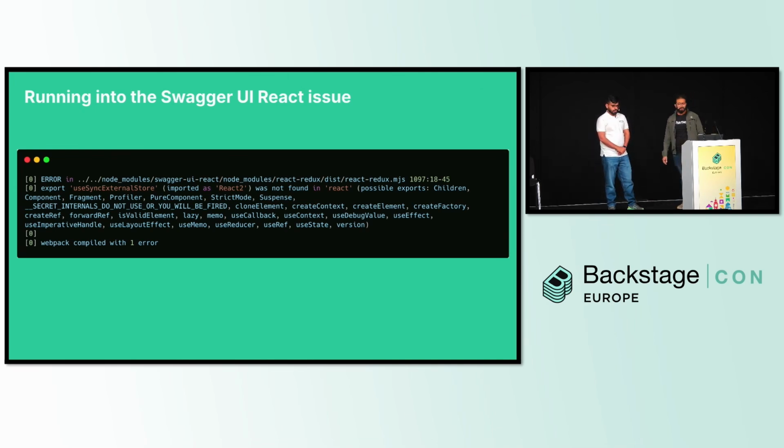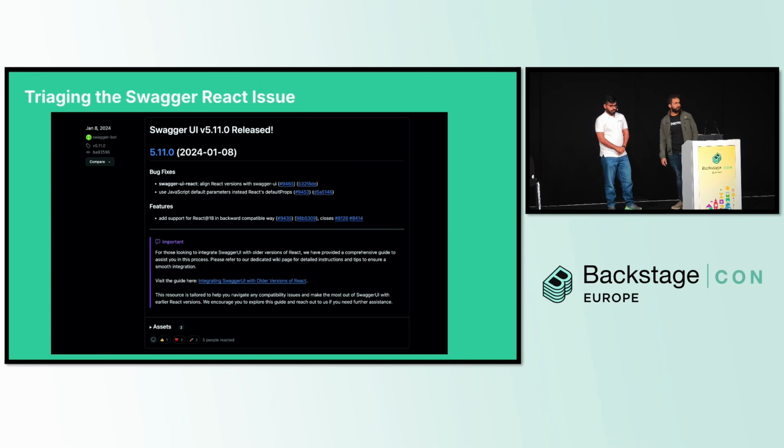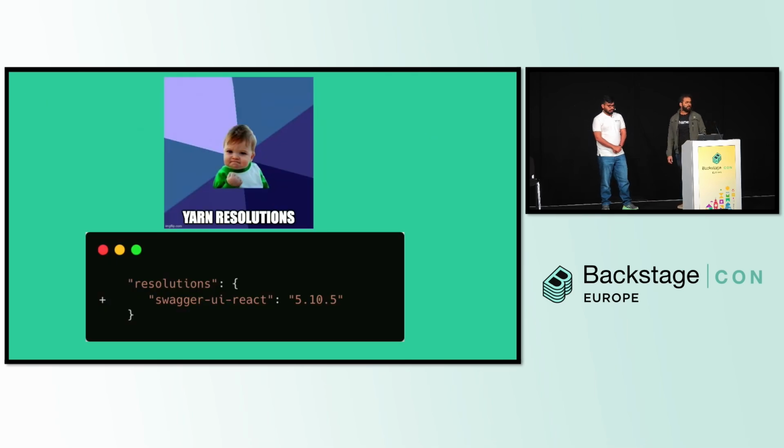So we went again into the docs, looking for what the issue was. And we realized Backstage internally upgraded the version of Swagger UI React from 5.10 to 5.11. And Swagger UI React says 5.11 moved to React 18, but they are backward compatible. But that backward compatibility didn't work for us out of the box, and we had to rely on Yarn resolutions. So we used Yarn resolutions to pin this particular version of Swagger UI React in our Backstage, and voila, after that everything worked fine.